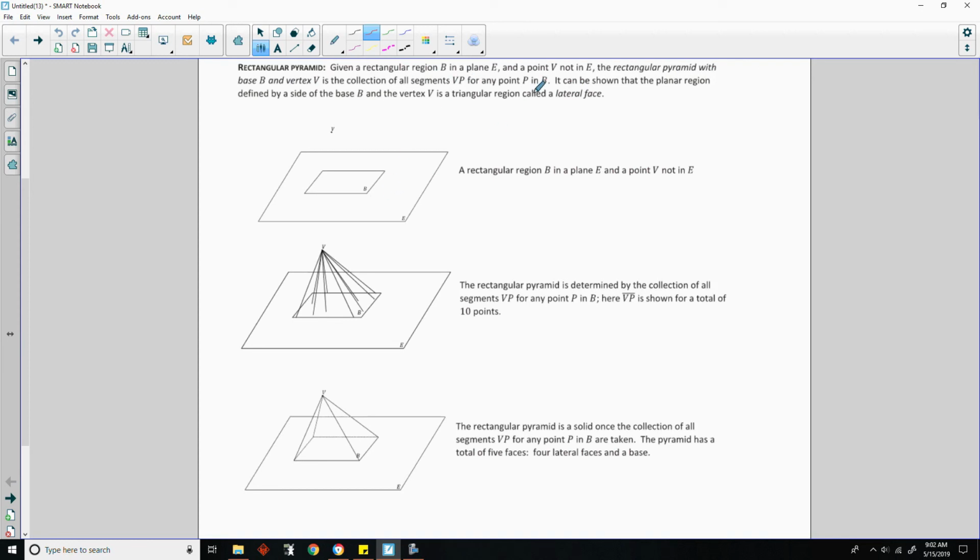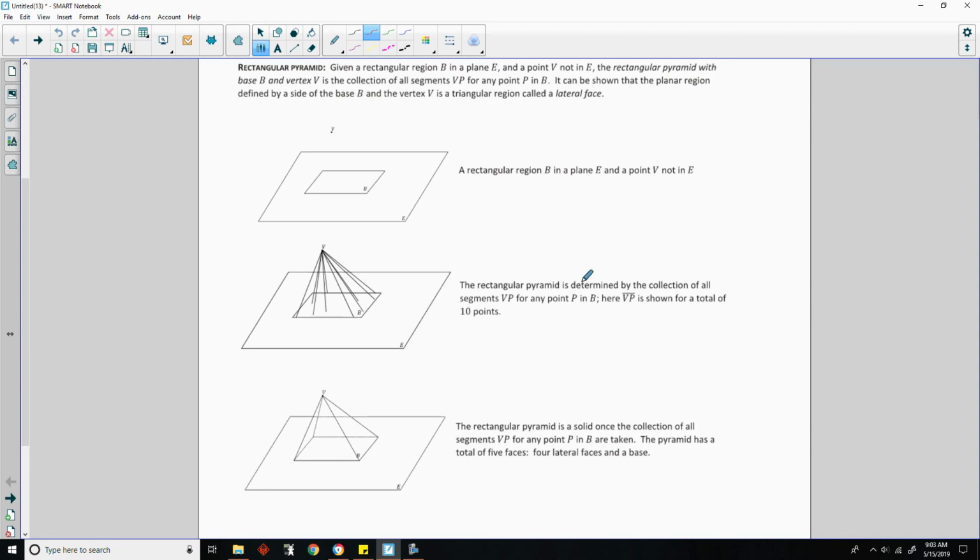in B. It can be shown that the plane region defined by a side of the base B and the vertex V is a triangular region called a lateral face. Okay. So what they're saying is, if you take line segments anywhere from B and draw them up to V, you're going to get a solid figure in the shape of a pyramid.